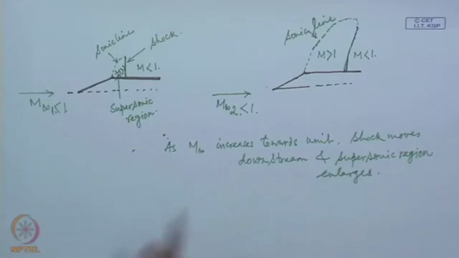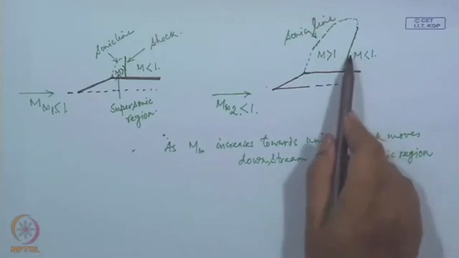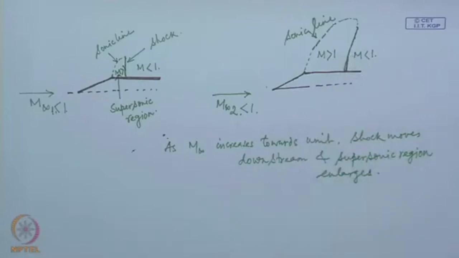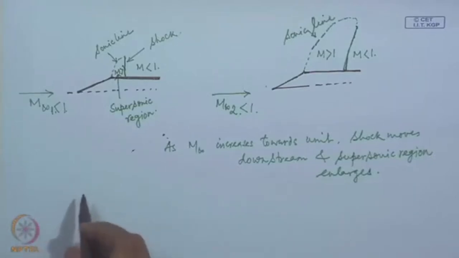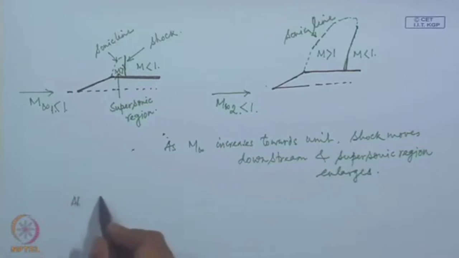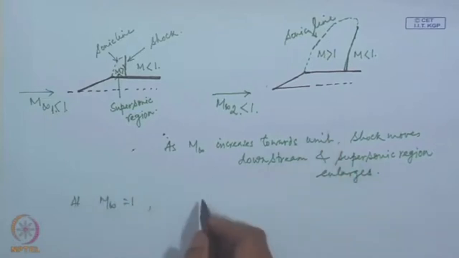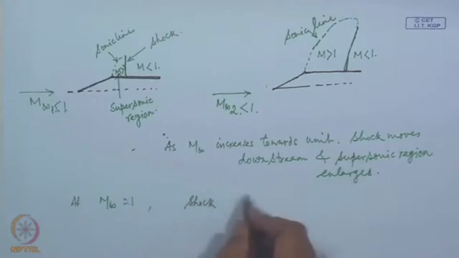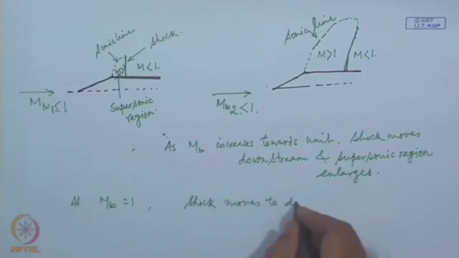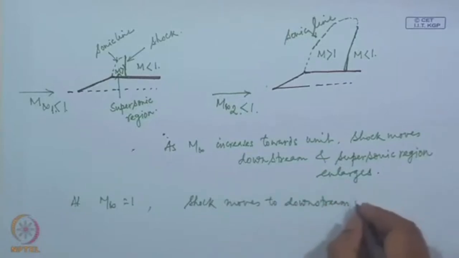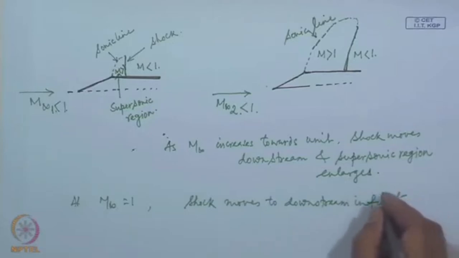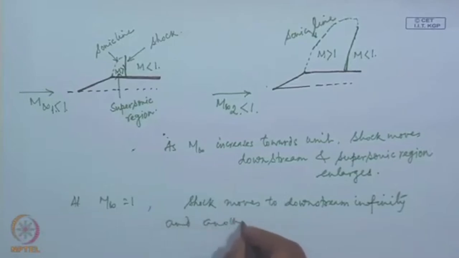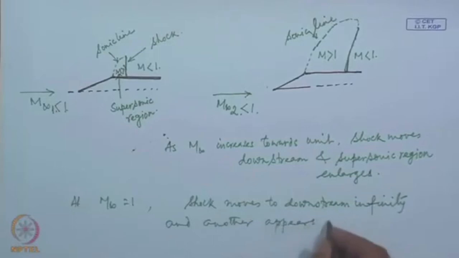Now, when the free stream Mach number reaches unity, this shock moves to downstream infinity. However, simultaneously another shock appears at minus infinity.